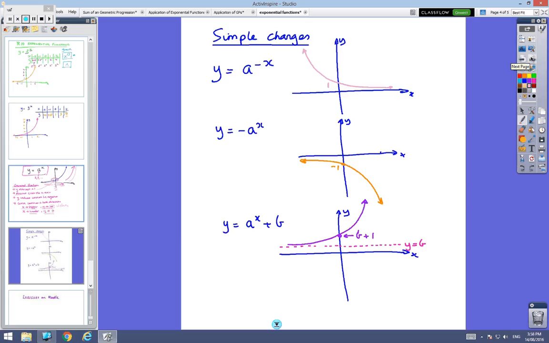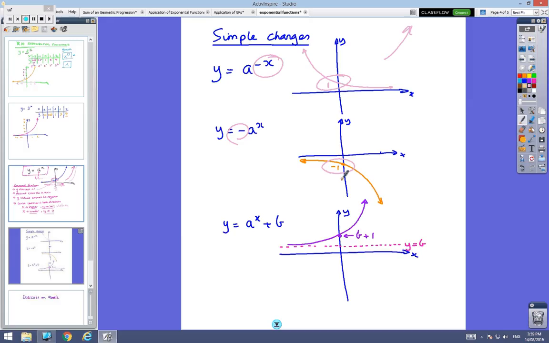So we've got a couple of changes that we can have. So if I put a negative x, the curve goes the opposite way. Okay, it still passes through the y-axis at 1, but instead of going up to the right, it goes up to the left. If I put a minus sign in front, what happens is the curve gets flipped. So instead of going through at 1, it goes through at minus 1. Okay, so that's really a pretty simple one.